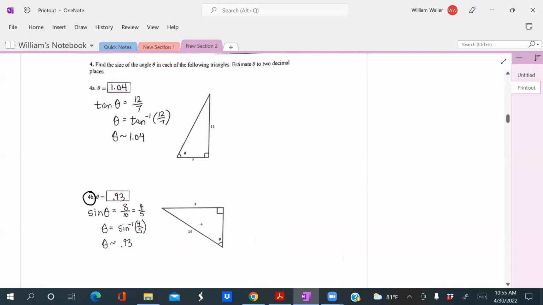we were looking for lengths of sides. So we were given some information about the triangle, and they were looking for one of the sides in the triangle. But here, we're given information about the triangle, and we're not looking for the length of one of the sides. Instead, we're looking for the size of this angle in the picture, this angle theta.